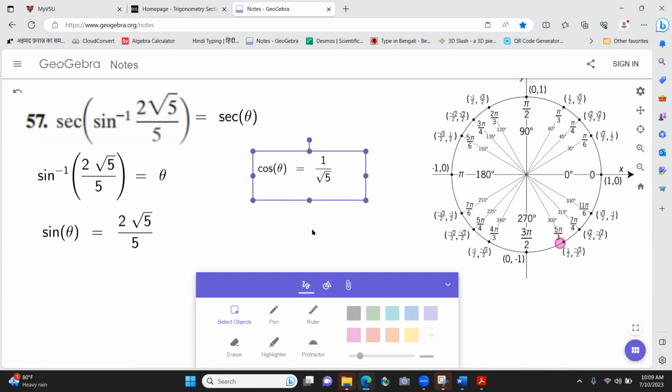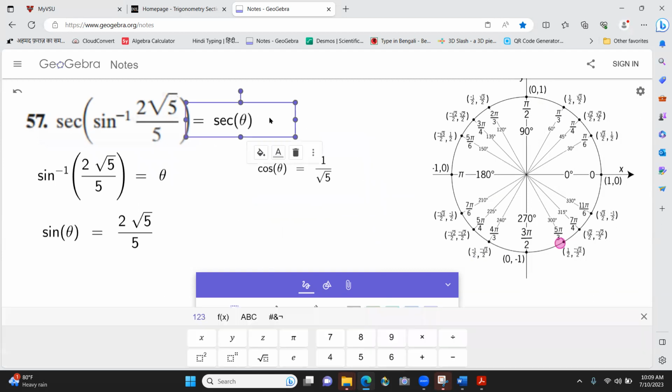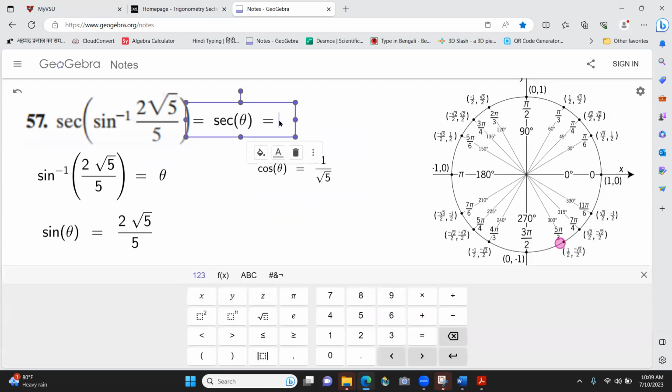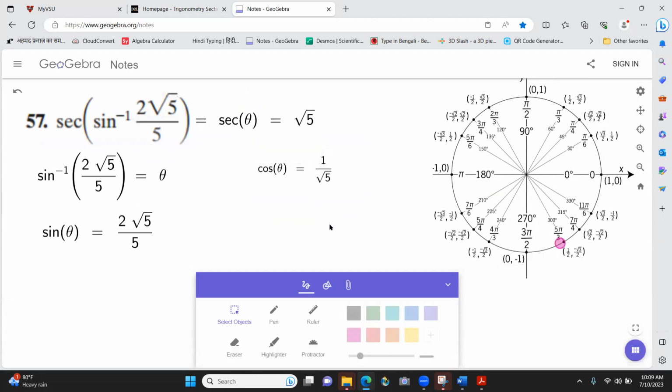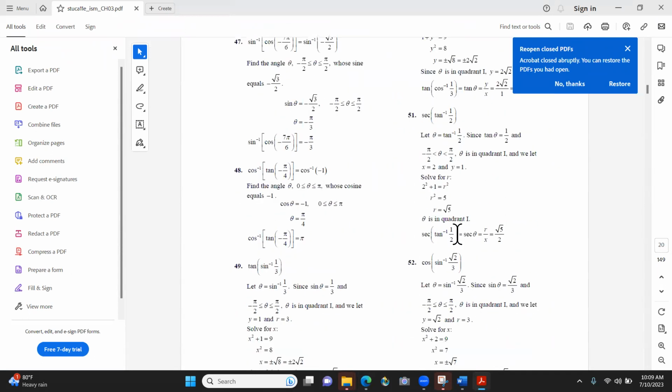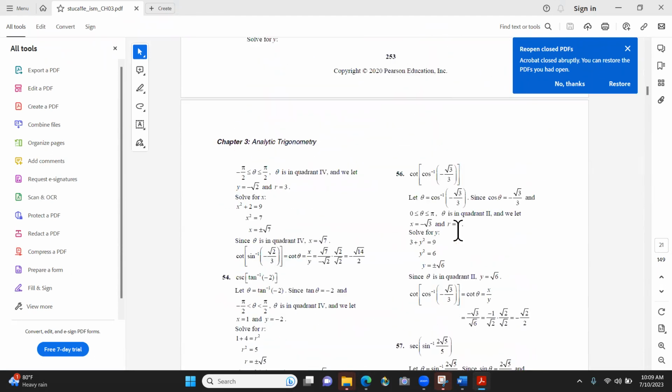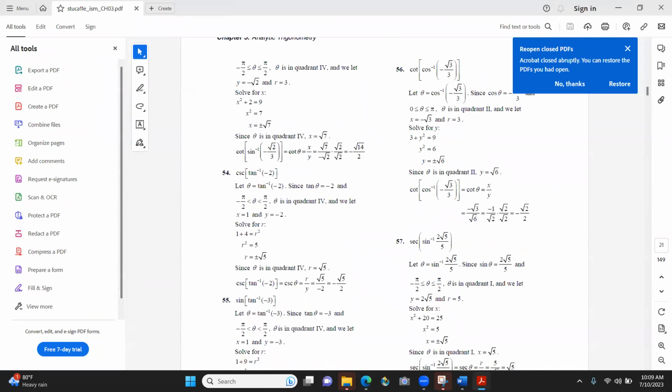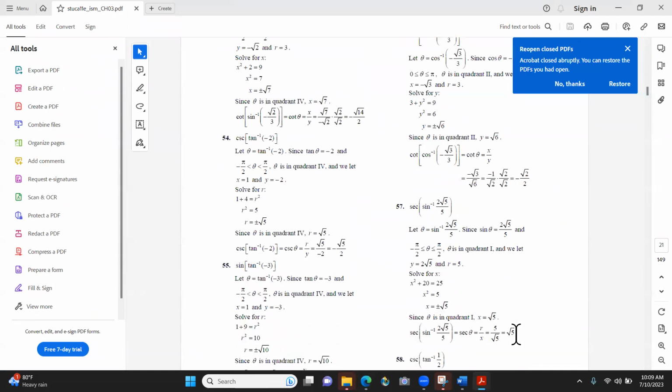Well, easy. If cosine is 1 over square root of 5, secant is going to be the reciprocal of that, which simply means square root of 5. Done. Got it. Now I'm going to check my answer. Okay. 57, and I hope I got it right. Not bad. Here they're finding plus minus square root of 5, then they're concluding it's only plus. So make sure you get that.